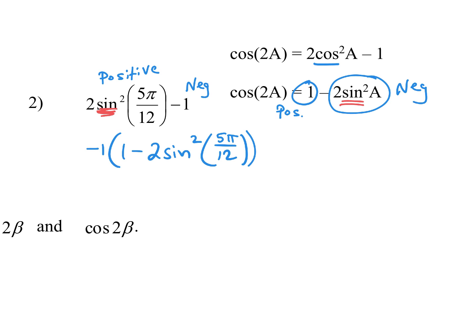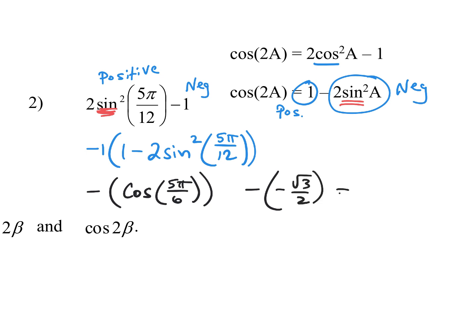All right, and why I like that is now, well, that negative's still there, but this is really just a cosine of double our angle, so 5 pi over 6. Well, 5 pi over 6 is an angle that shows up on our unit circle. It is on the left-hand side, relatively close to the y-axis. So this is really going to be negative √3 over 2, which we know is, with a double negative, just √3 over 2.